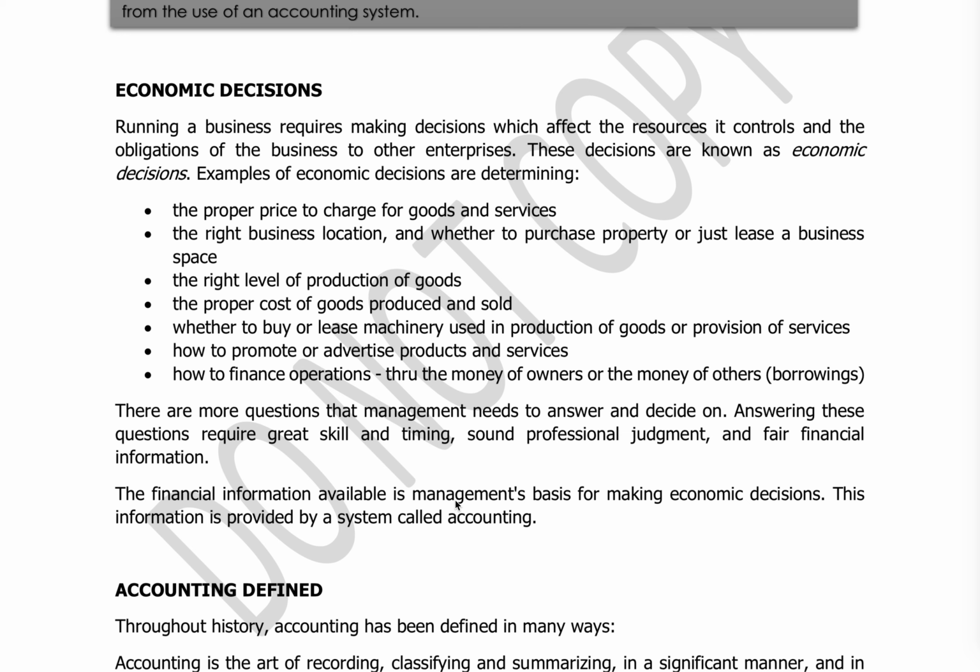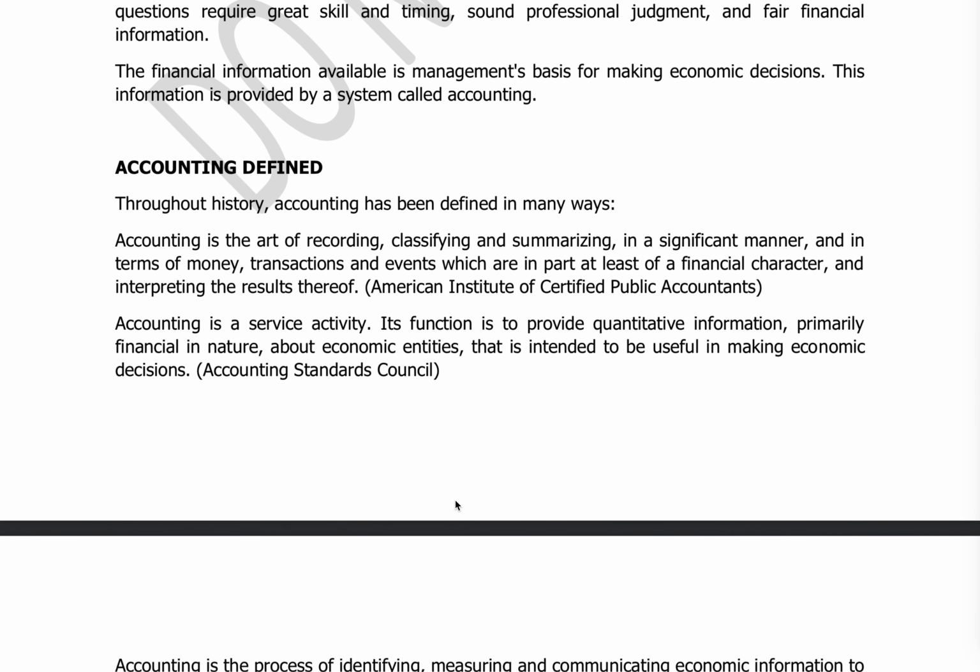The financial information available is management's basis for making economic decisions. This information is provided by a system called accounting. So, para makapag-decide ng mabuti ang businesses, they need financial information. And that financial information is summarized or is made available through the process of accounting. Kaya kailangan natin ng accounting.